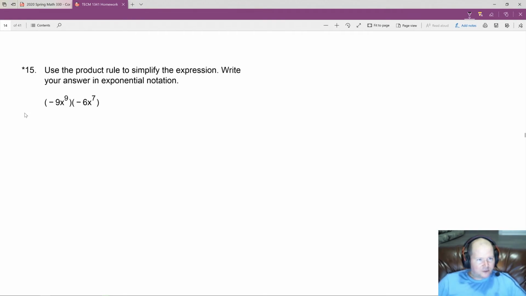And we have use the product rule to simplify the expression. All right, so we have a -9 times a -6. Negative times a negative is a positive, and 9 times 6 is 54. Next, we have an x to the 9th times x to the 7th, and 9 plus 7 is x to the 16th.